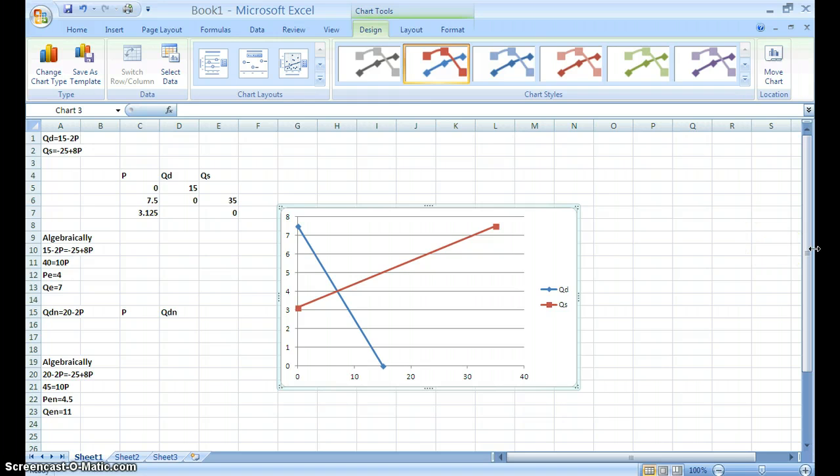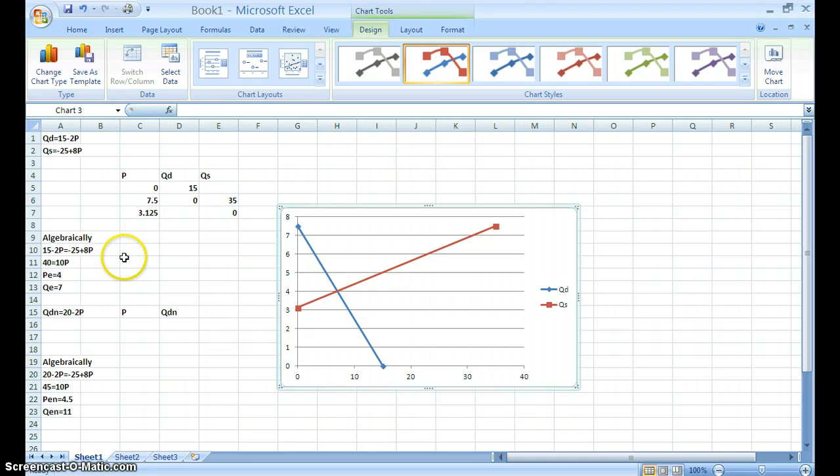Alright, so what we have is the supply-demand curves for the equations that we have up above there in the left corner. So what it shows us is that equilibrium is going to occur at a price of $4, and the quantity, if I come down and look, looks to be like around 7. Okay, so I have graphically created that.